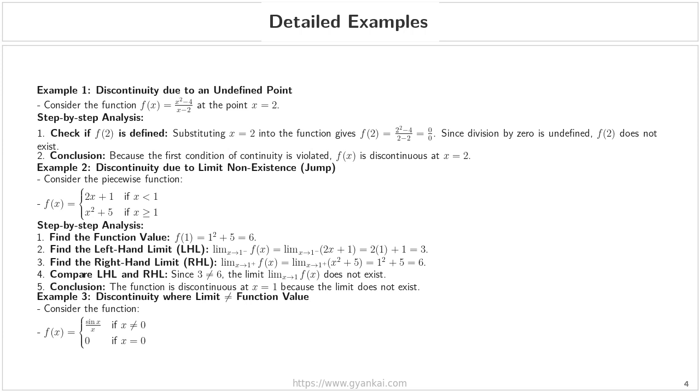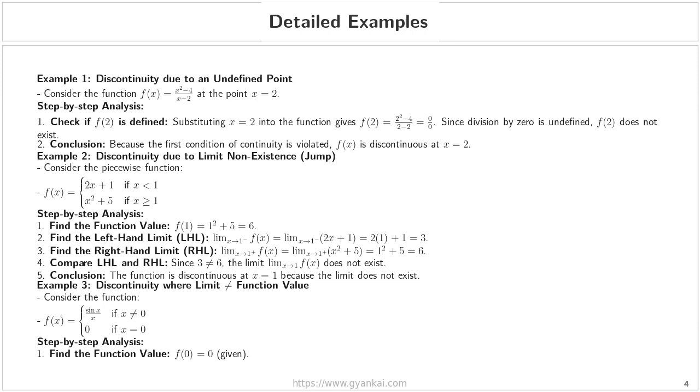Finally, let's look at example 3, where the function is defined and the limit exists, but they are not equal to each other. Consider the function where f of x equals sine of x divided by x for all values except 0, and f of x equals 0 exactly at x equals 0. First, the function value is straightforward. It is explicitly given as 0 when x equals 0.